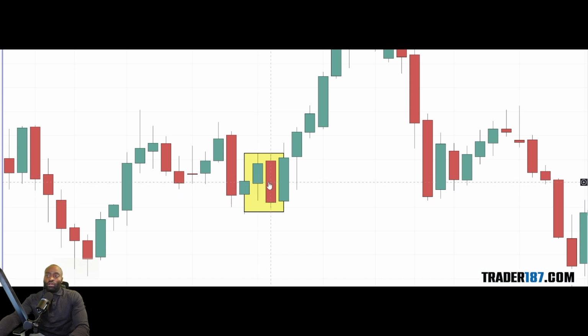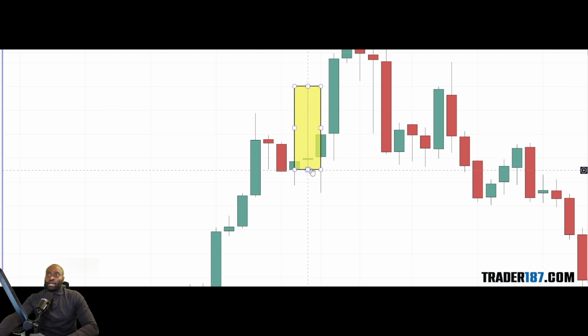When we're looking at this red candlestick here and this green candlestick here, this is now a bearish engulfing candlestick pattern. Again, don't worry about the candle wicks. We're just looking at the bodies. We can see that this bearish body fully engulfs the previous bullish body.